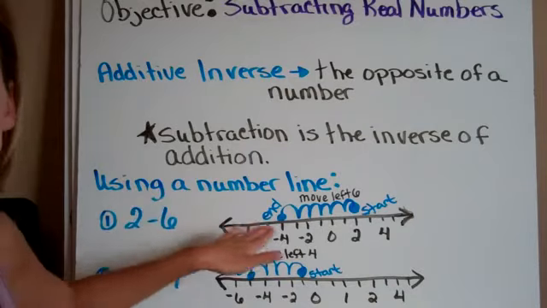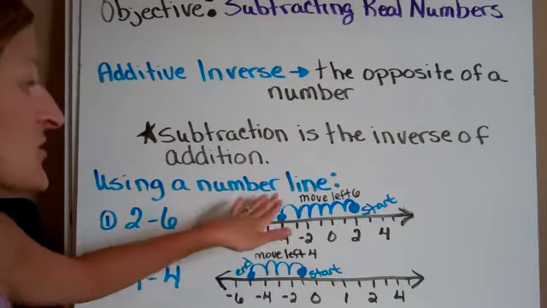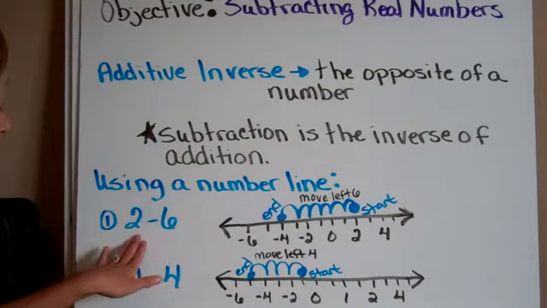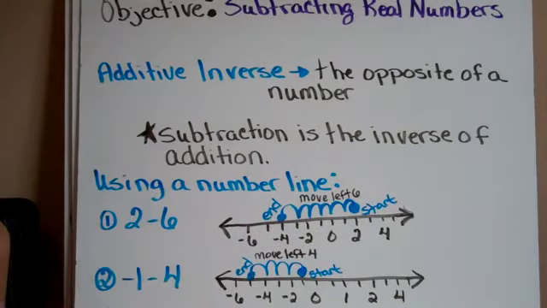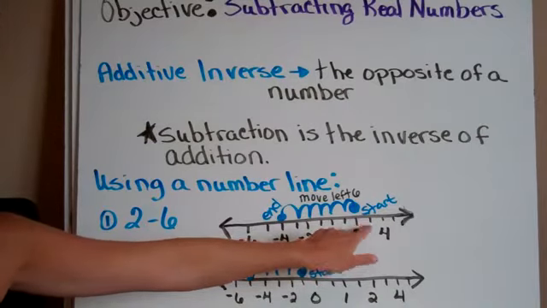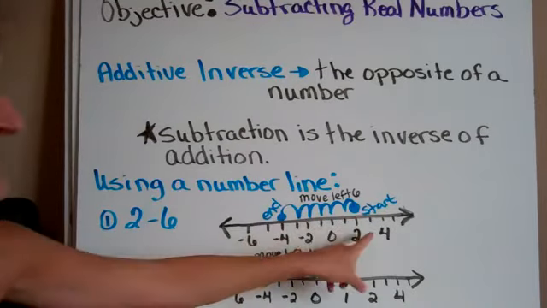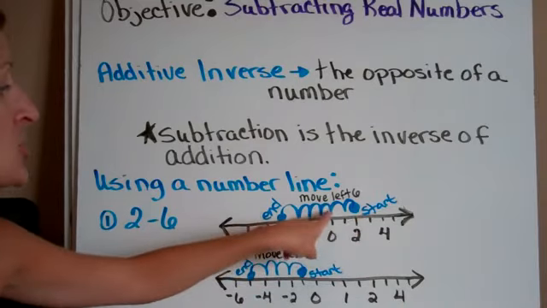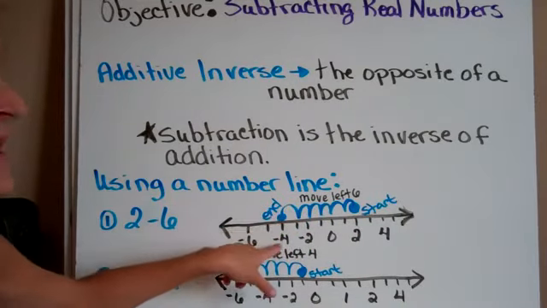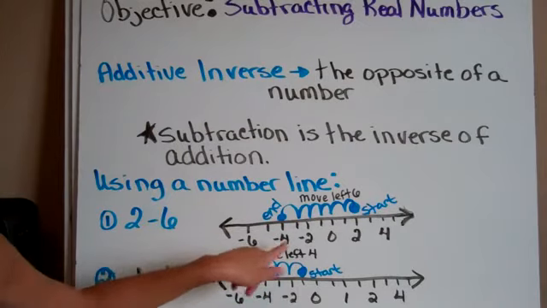Now we can subtract using a number line as one way to do it. If I have 2 minus 6, this just means I'm going to start at 2 and take 6 away from 2, so I'm going to move left 6. So I go 1, 2, 3, 4, 5, 6, and I end at -4.